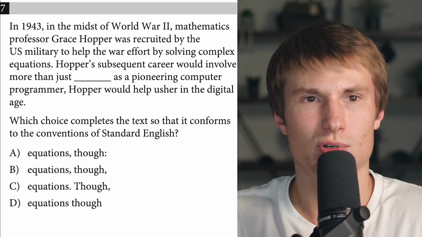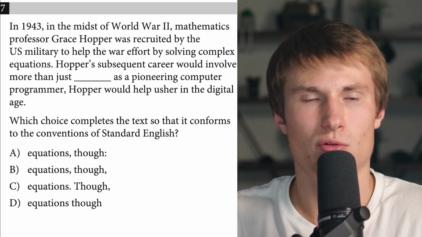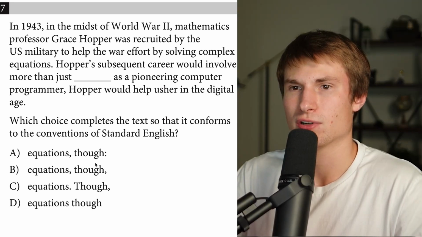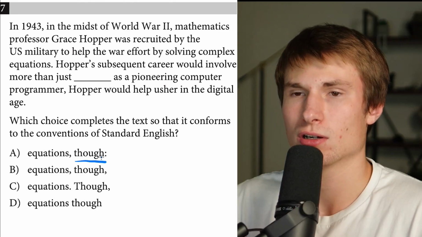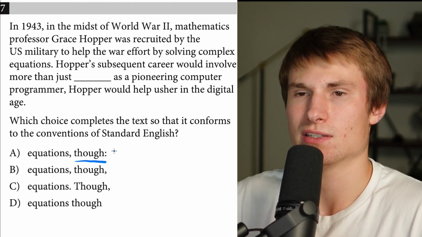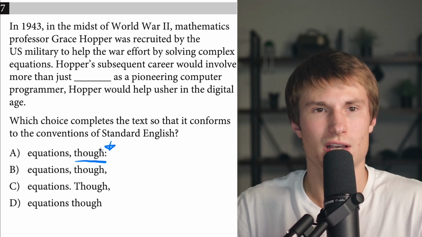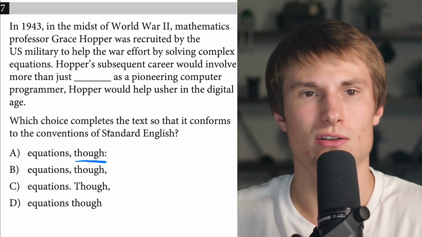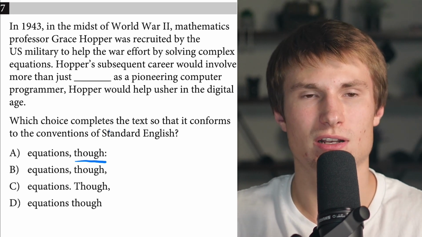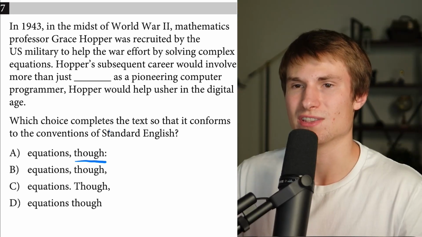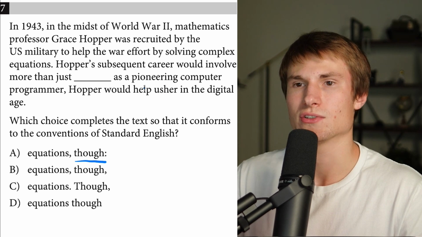Here's another example. So if we take a look at our answer choices, we've got equations and though. Anytime I have a transition word like though or however, I'm going to be looking to see if it needs to be on the left side of whatever punctuation or the right side. Or in other words, does it need to be contained with the first independent clause or the first clause, or does it need to be with the second clause or phrase? Okay, so that's one thing I'll be looking for.